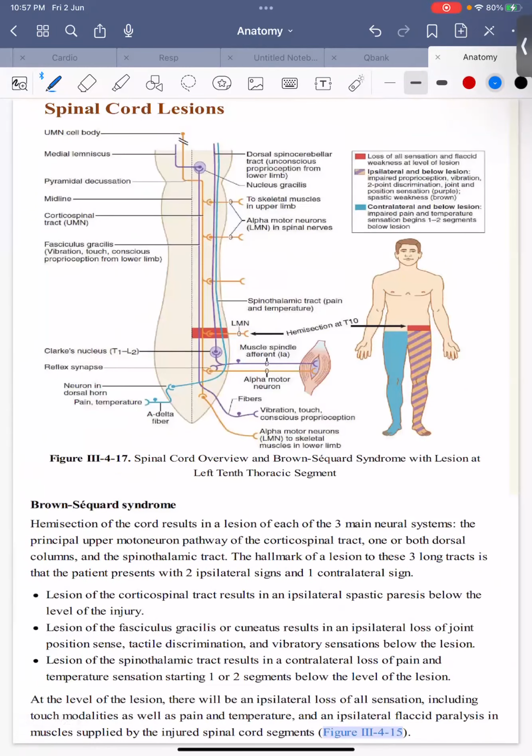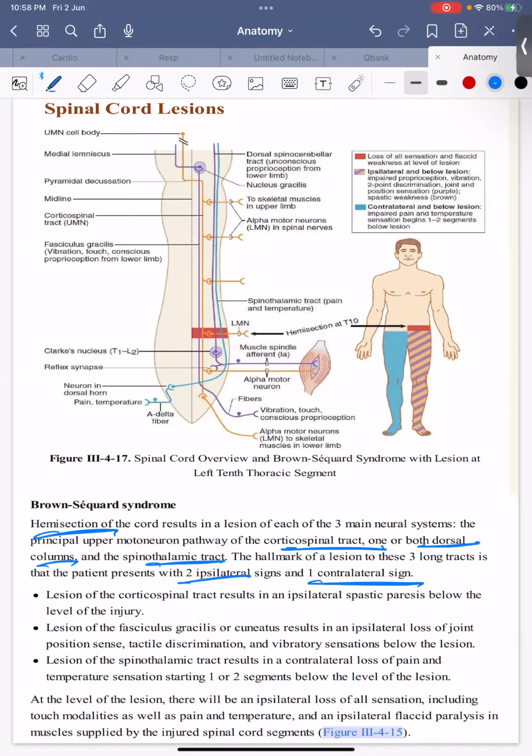Now we have Brown-Séquard syndrome. In Brown-Séquard syndrome, there is a hemisection of the spinal cord, which results in lesions of three main nervous system pathways. It causes damage to the corticospinal tract, the dorsal column and medial lemniscus pathway, and the spinothalamic tract. Now, they will produce two ipsilateral signs and one contralateral sign.